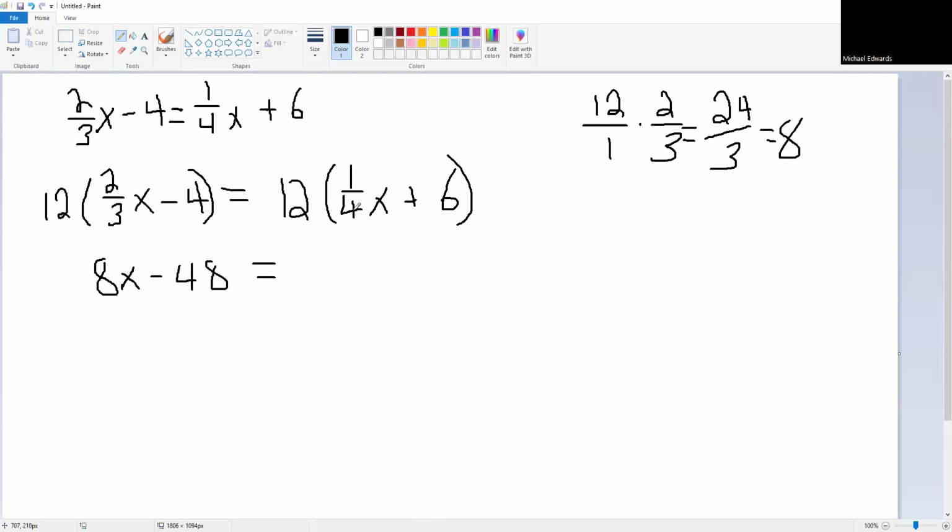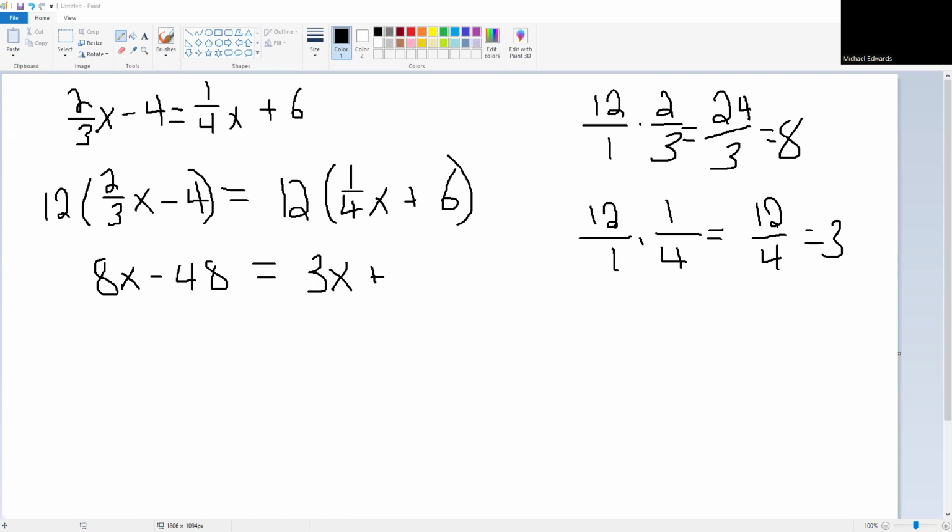equals, all right, 12 times a quarter. You could do the same thing. If you know just a quarter of 12 is 3, you would know that, but that's okay. We'll do it this way. This equals 12/4. And 4 going into 12, 3 times. So this is 3x plus 12 times 6. And that's just 72.